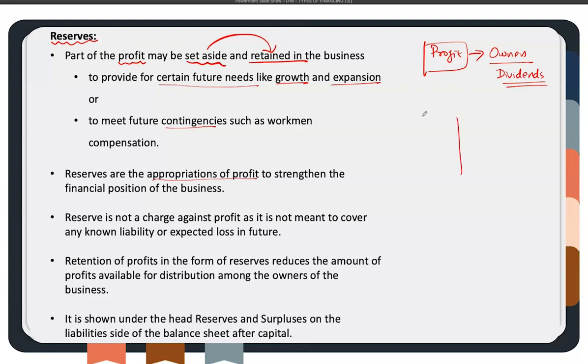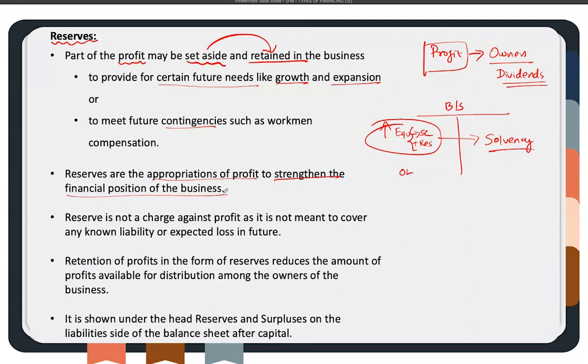How? If you look at the balance sheet, the sources of funds, one is funds contributed by the owners, we call it equity. The other one is outside liabilities. Equity is mainly share capital, and with this share capital, all the reserves as well as the surplus will be added. So that will increase the equity, and when there is going to be more equity in a business, then that business will have more solvency. Okay. So reserves actually strengthen the financial position of the business.